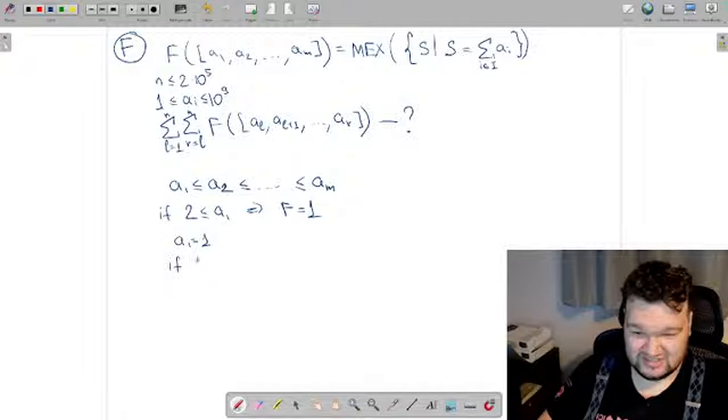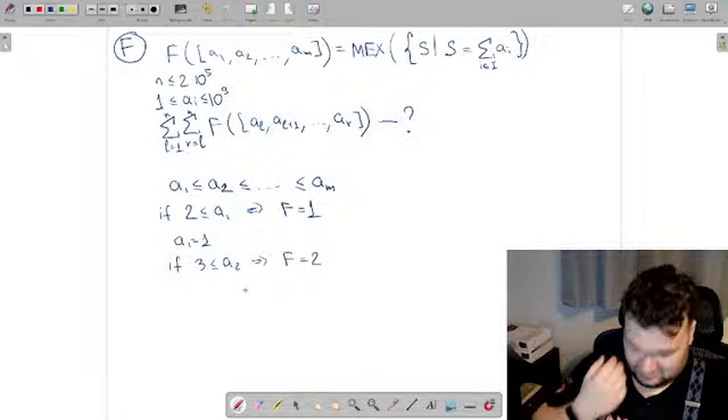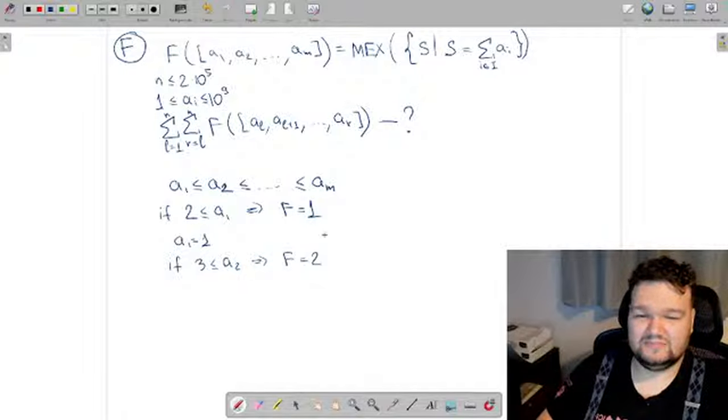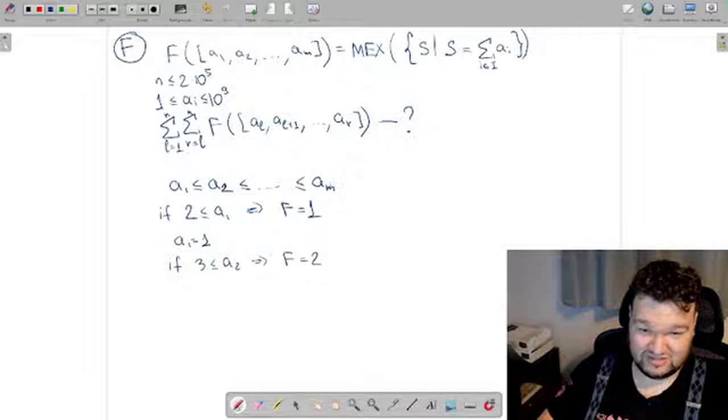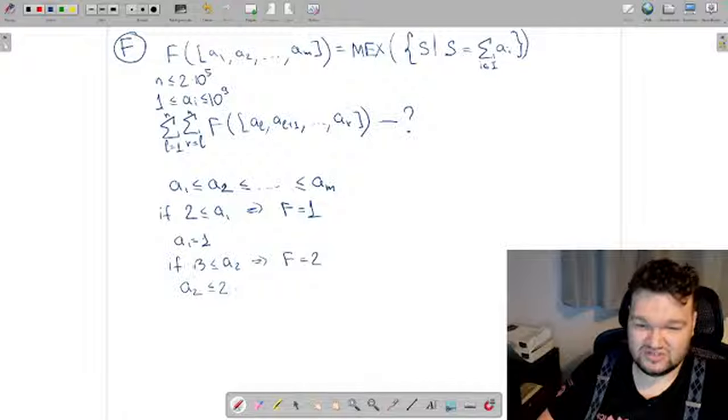If a2 is at least 3, then everything else is also at least 3, so 2 is not representable, because we cannot take big values, but small values are not enough to represent 2. So now a2 is at most 2, and if a2 is 1, then we can represent 0, 1, or 2, and if a2 is 2, then we can represent 0, 1, 2, 3.